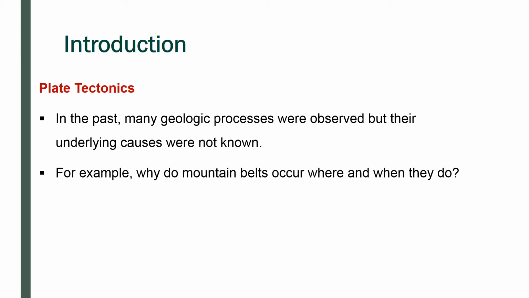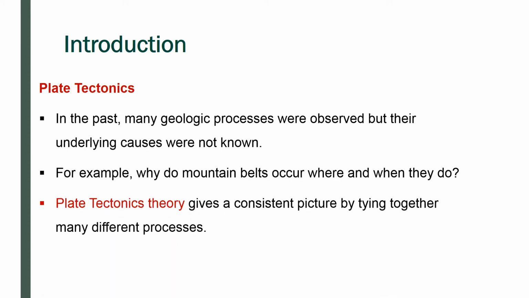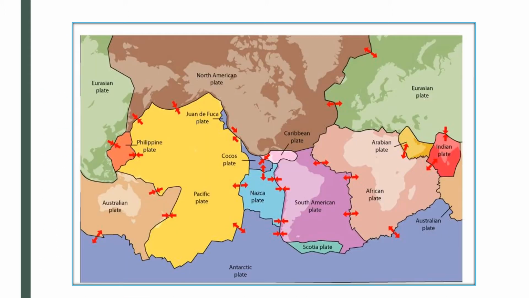For example, why do mountain belts occur where and when they do? Why are they here? And why do they occur in this manner? So plate tectonics theory gives us a picture by trying to gather many different processes. The map shows the current location of the continents and suggestions of where they were before, and you see those red arrows either converging or diverging.